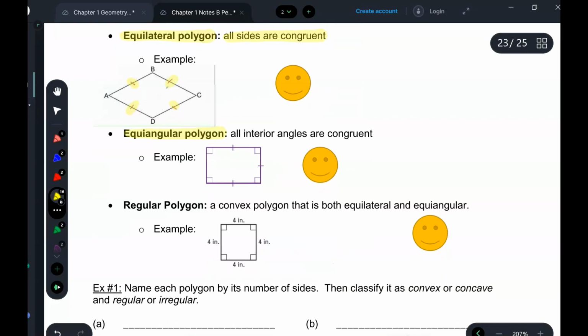All right, equiangular polygon. Look at the term equiangular. This is referring to the angles. This is when all the interior angles are congruent. So take a look.